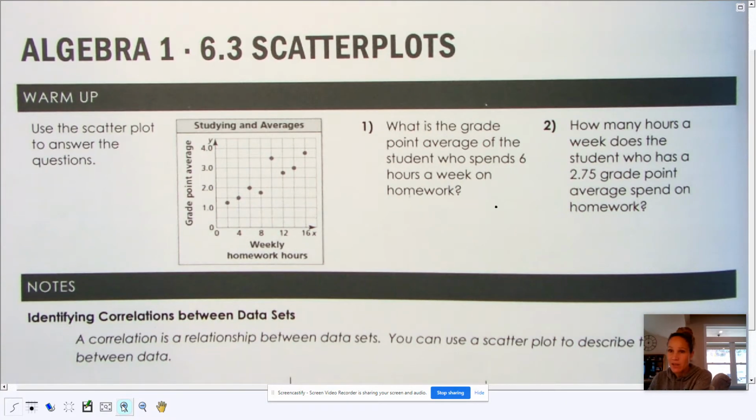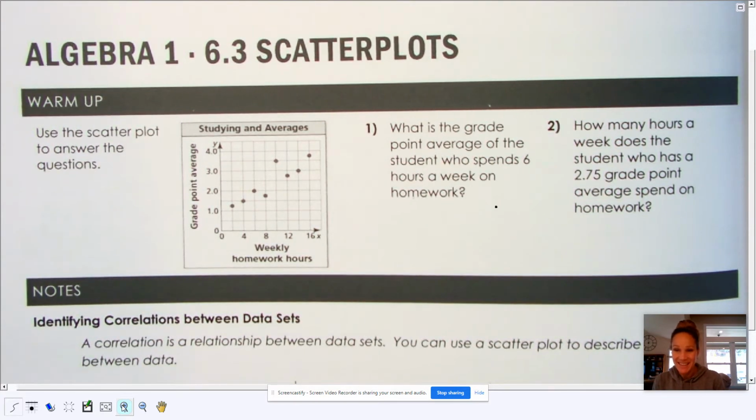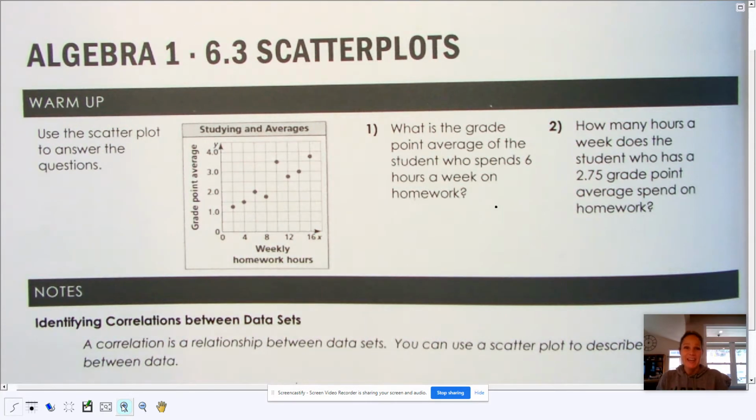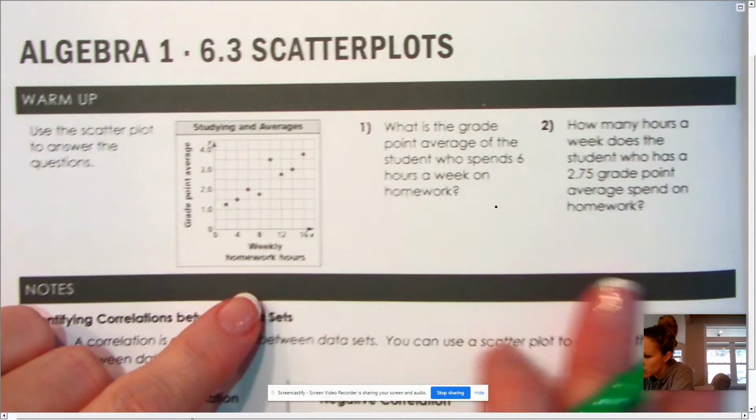So we're going to be going through the warm-up today, and thankfully this is a lot easier than the last few that you've been doing. So after the warm-up, we're actually going to use some technology to help us do these problems a little bit easier.